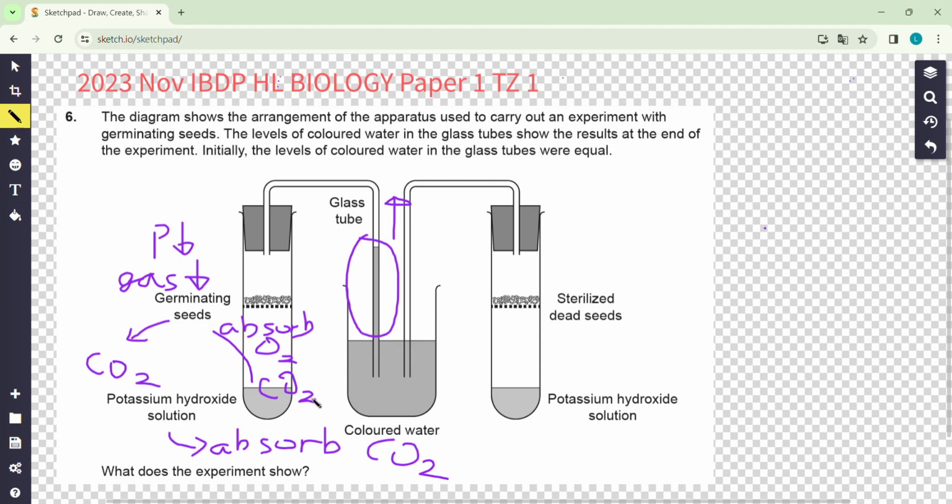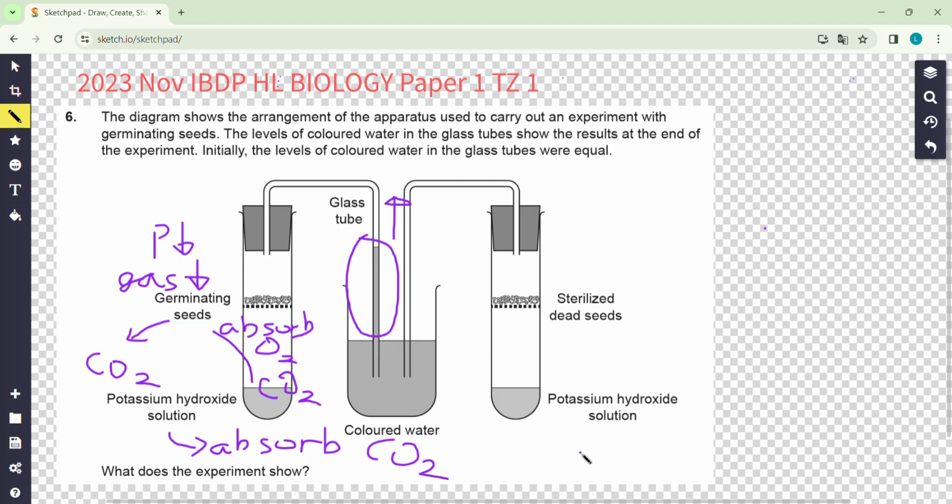Think about it. If it is anaerobic, only carbon dioxide is produced and being absorbed, so no change, right? No change of gas molecules on the left-hand side. But if it is an aerobic reaction, oxygen is absorbed, and the carbon dioxide produced is also absorbed. So there are fewer gas molecules on the left-hand side, so the pressure will be lowered.